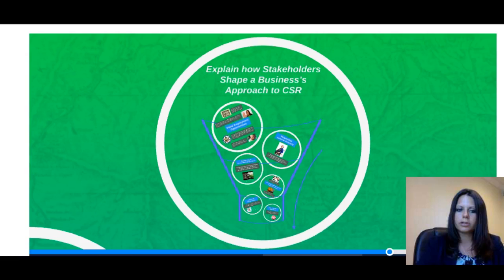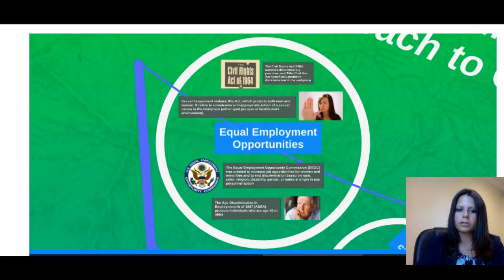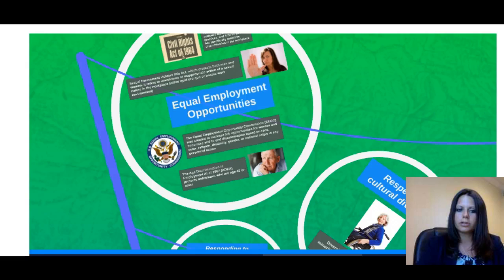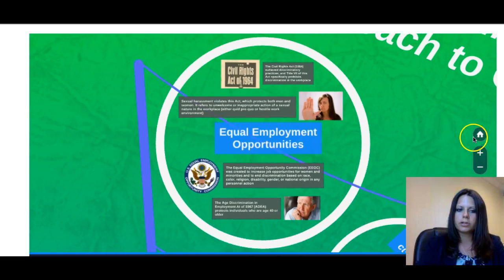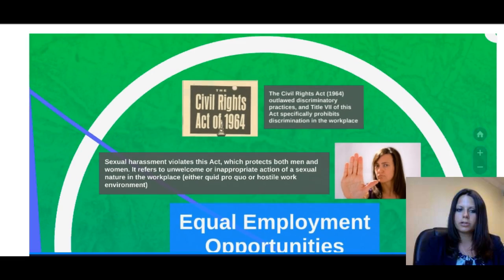I'm going to talk to you a little bit more about how stakeholders shape a business's approach to corporate social responsibility. You'll see on the screen equal employment opportunities. And I'm just going to zoom in here for you. One of the major laws we'll learn more about when we talk about employment law toward the end of the course is the Civil Rights Act of 1964. This is what outlawed discriminatory practices. Title VII of this act specifically prohibits discrimination in the workplace.